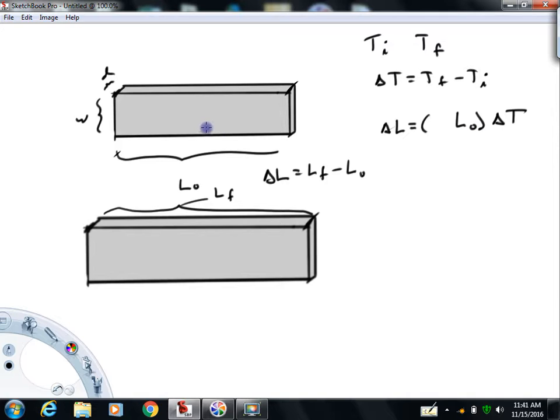There's also a material dependency, whether this object is made of brick or wood or concrete or aluminum or copper is going to be a factor. The constant associated with the material, I'm just going to put this letter here, this is called alpha. This is called the coefficient of linear expansion.